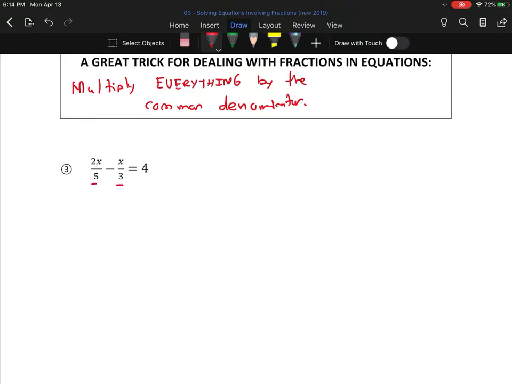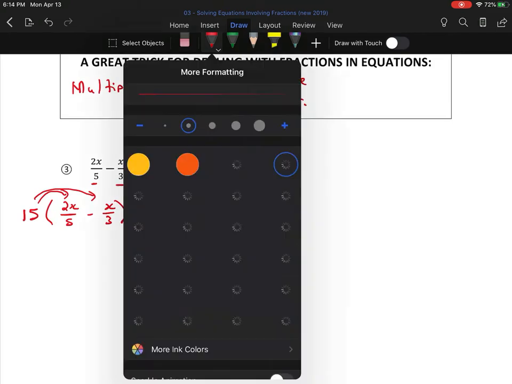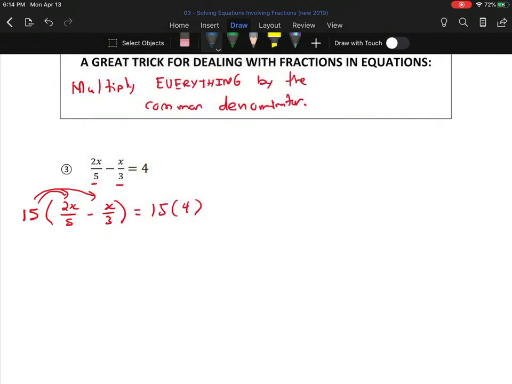How do I know to do that? Well, this question has two different denominators. And to get rid of those denominators, I'm going to multiply through by the common denominator. Here the common denominator is 15, so I'm going to multiply 15 times everything on this side. And I multiply 15 times everything on this side. And there's some distribution going on here, where that 15 has to get multiplied by everything.